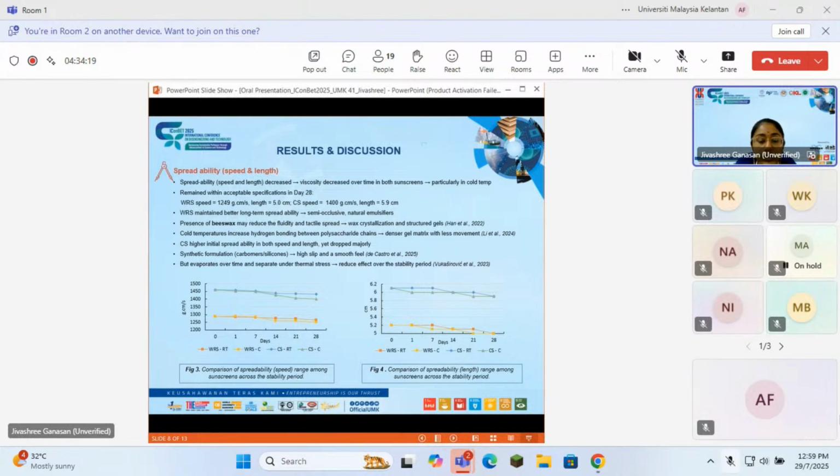Interestingly, the watermelon rind sunscreen, which contains a natural emulsifier like beeswax in the ingredients, remains semi-occlusive, which helped maintain the spreadability better than the commercial formulation. As we can see, the spread and length have a better improvement over the stability period.